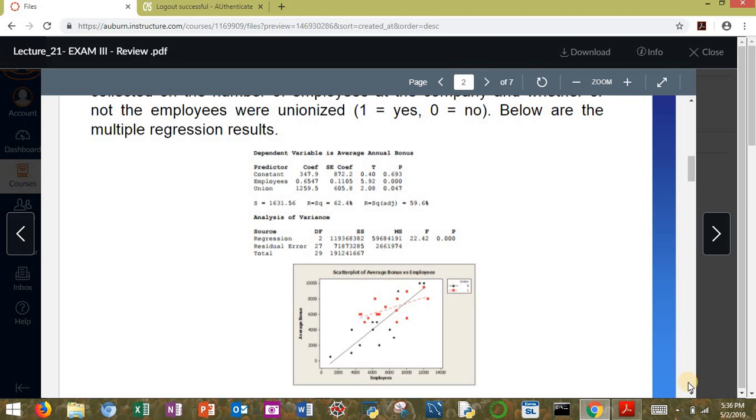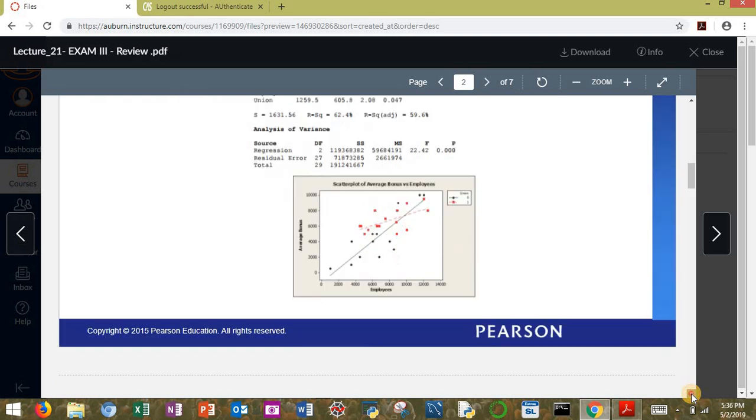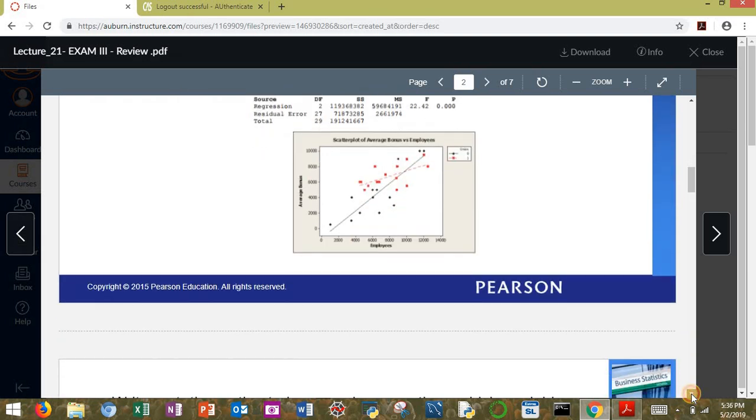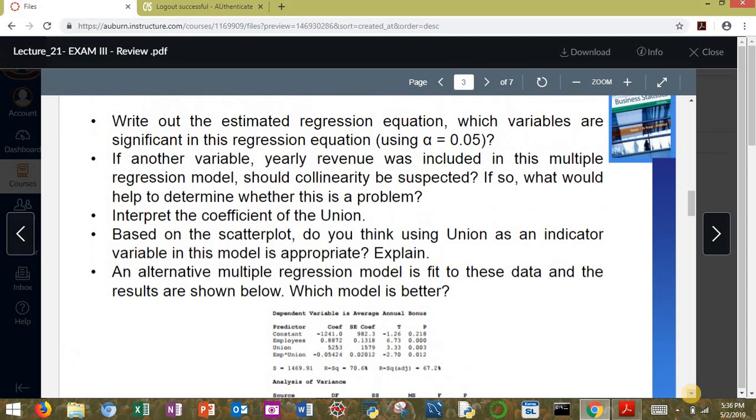Okay, so let's go down to number 2. All right, so number 2 is, if another variable, which would be yearly revenue, was included in this multiple regression model, should collinearity be suspected, and if so, what would help determine whether this is a problem? So what we're going to want to do is make 3 new regression models and check the sign and significance for each one of these.